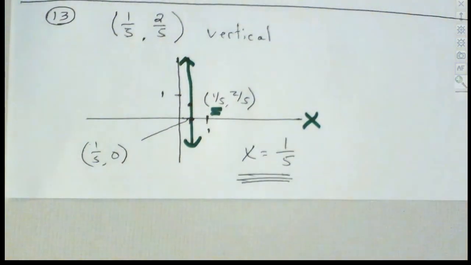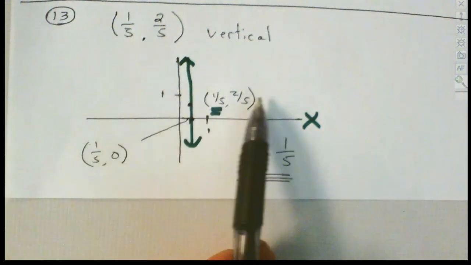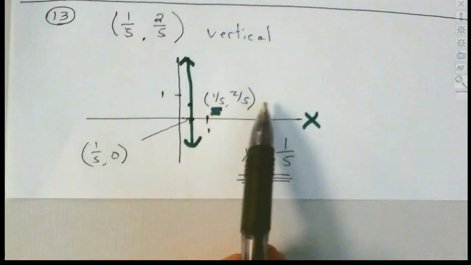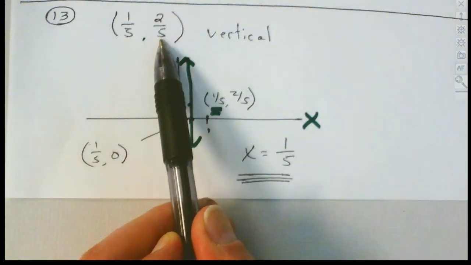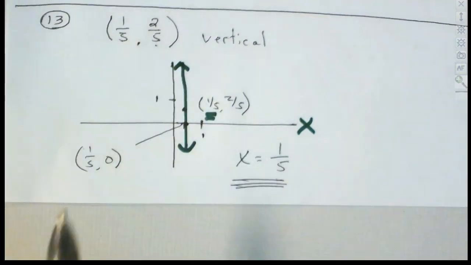Now, if I would have said a horizontal line, it would look like this. It would cross the y-axis, and it would be y equals 2/5. So horizontal lines are y's, vertical lines are x's. If you forget that, do it graphically. So either remember, vertical is x, horizontal is y, or do it graphically quickly. So this one is just x equals 1/5 there.